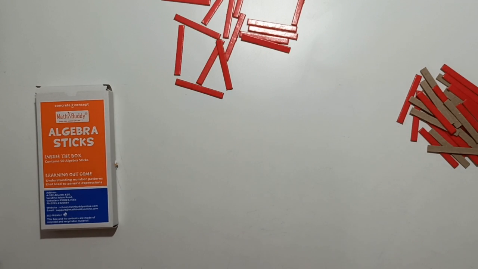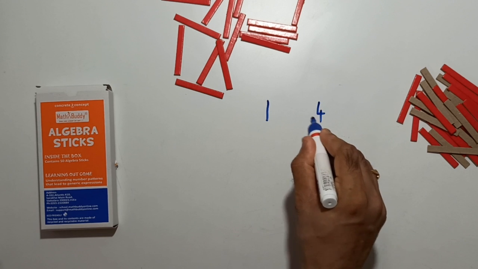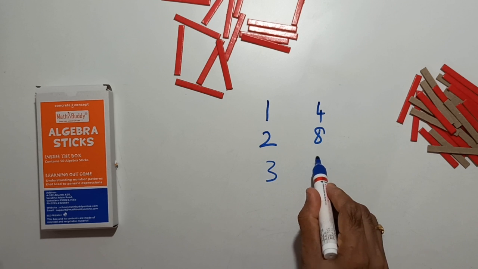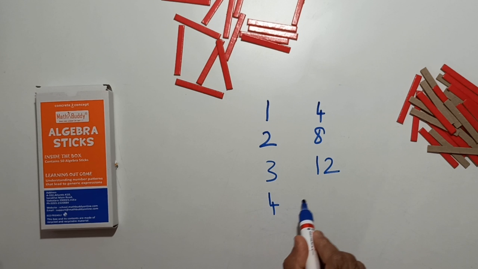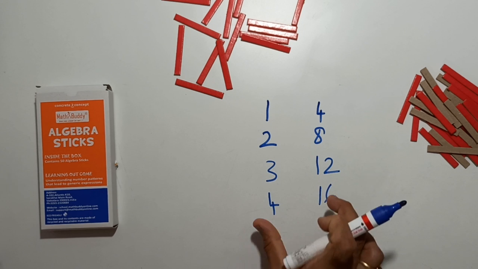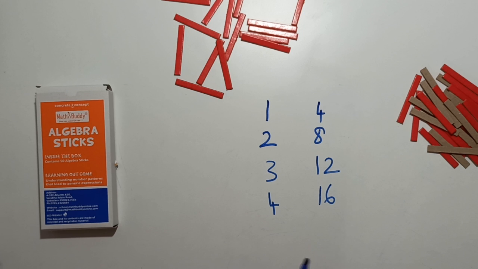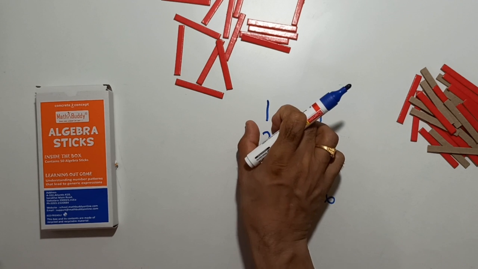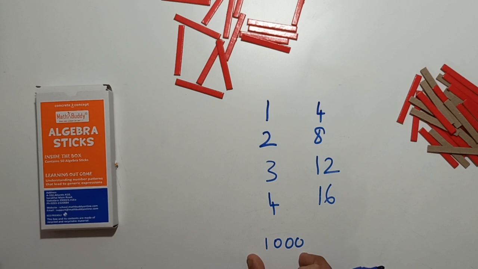So let's write down. For 1 square, I needed 4 sticks. For 2 squares, I needed 8 sticks. For 3 squares, I needed 12 sticks. For 4 squares, I needed 16 sticks. Do you see any pattern in this? If I want 1000 squares, how many sticks will I need? Just think about it for a second. You will need 1000 times 4. For 1 square, you need 4 sticks, so for 1000 squares, you need 1000 times 4.